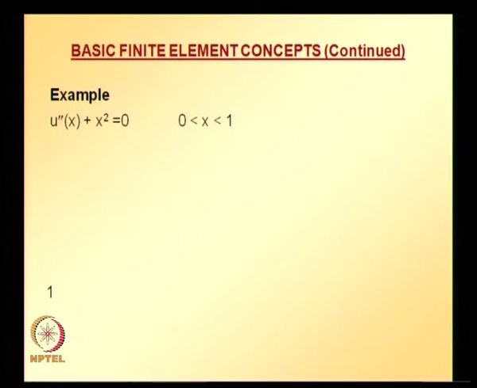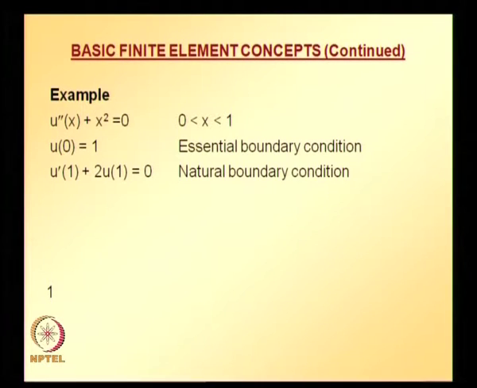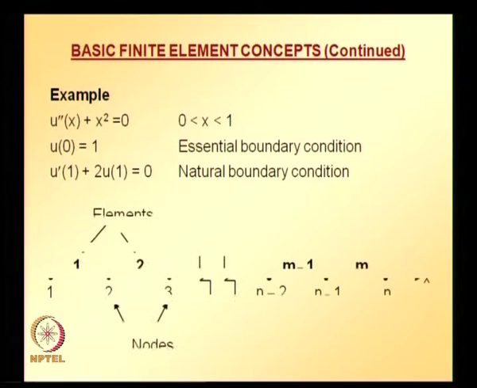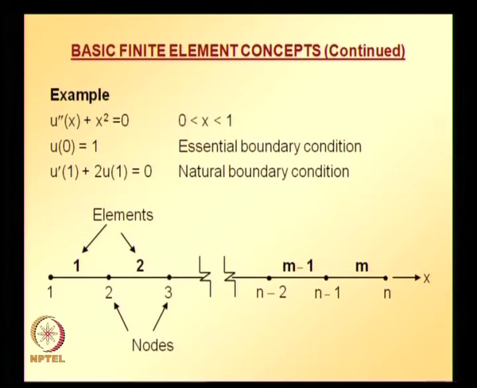This second order differential equation, this problem we have solved earlier. You require two boundary conditions. The two boundary conditions given are, one is essential, another is natural boundary condition. And to solve this problem using finite element method, we need to discretize the problem domain. The problem domain is 0 to 1. The 0 to 1 problem domain is divided into m number of elements and n number of nodes.